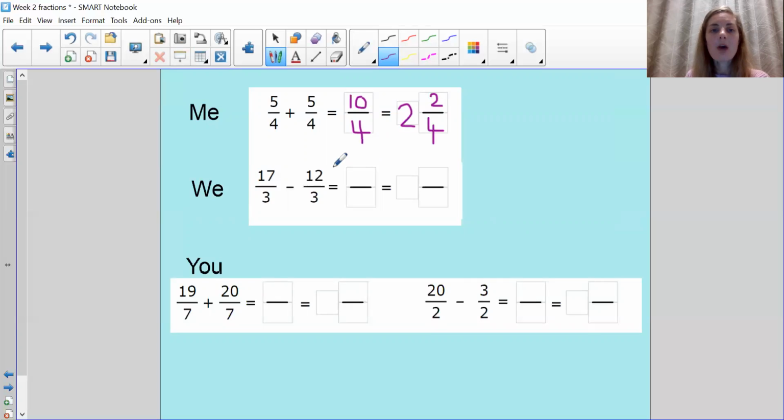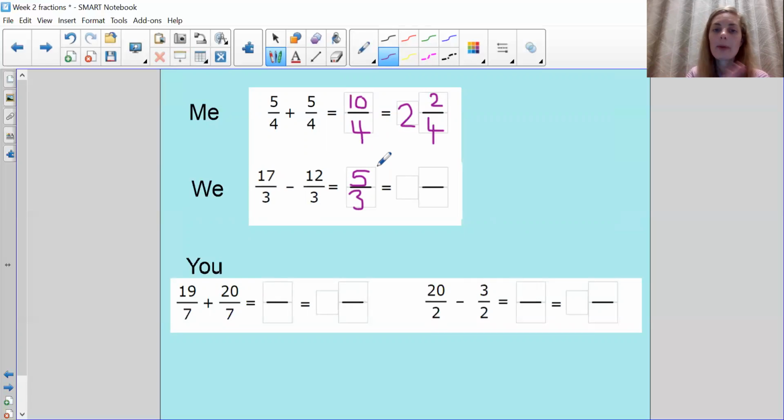Right, those of you who want to have a bit more practice, let's have a look at this one together. So we're going to say 17 minus 12 because we can do that because our bottom numbers are the same. So 17 minus 12 is going to be 5. And I'm going to leave the bottom number exactly the same. And there is my improper fraction.